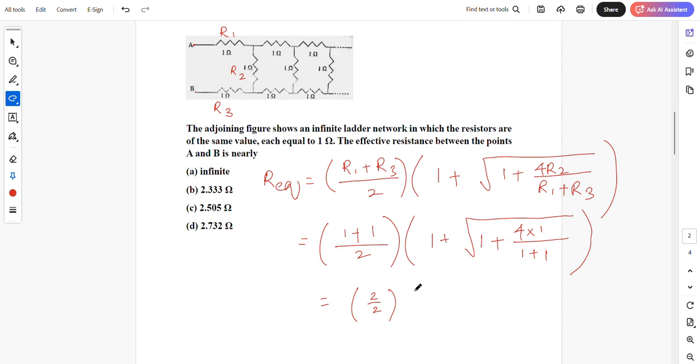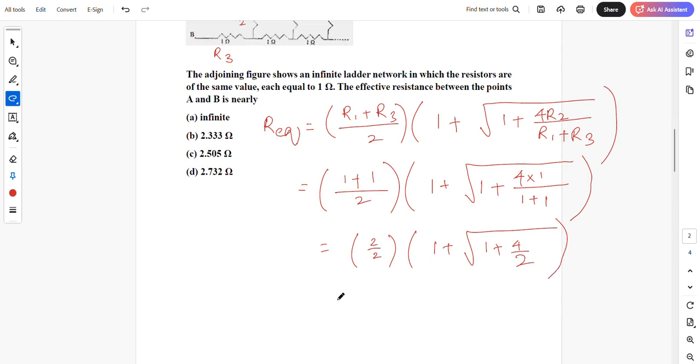2 by 2, which is 1, into 1 plus square root of 1 plus 4 by 2. 4 by 2 is 2, right? 2 plus 1 is 3, right? So that is equal to 1 plus root 3.